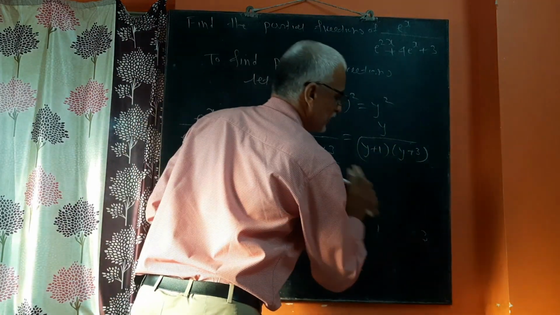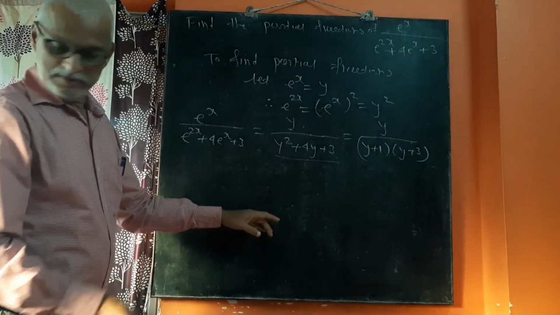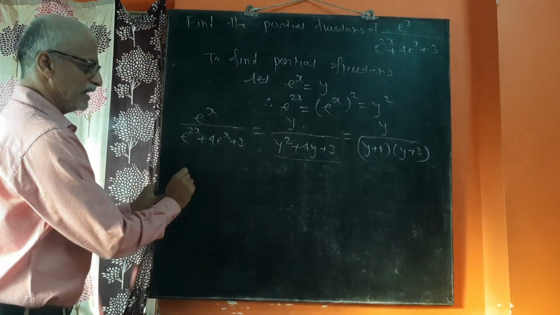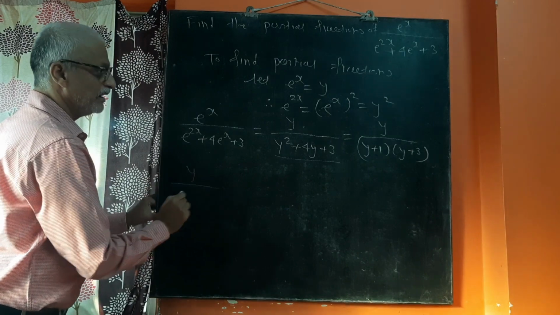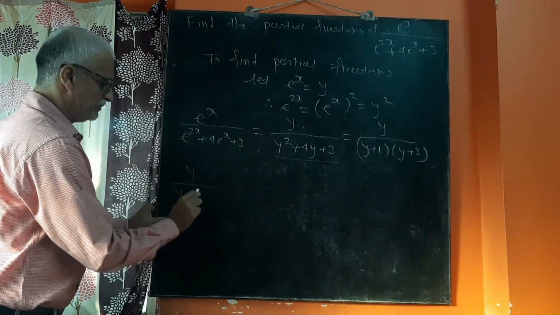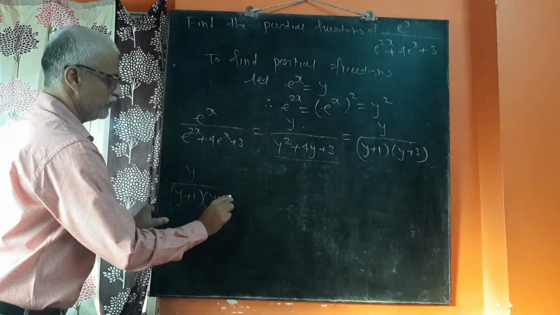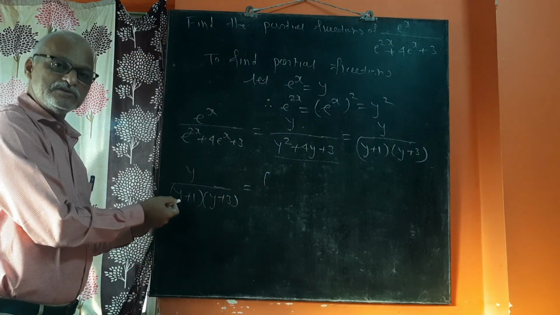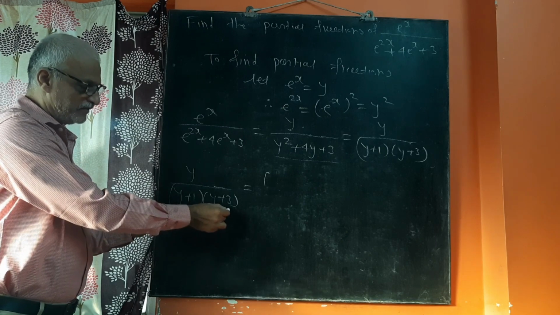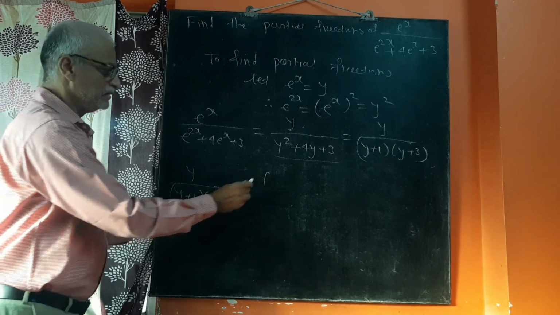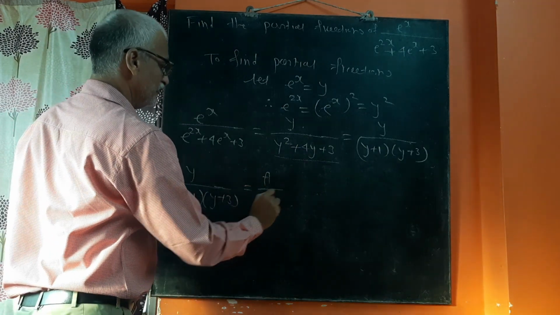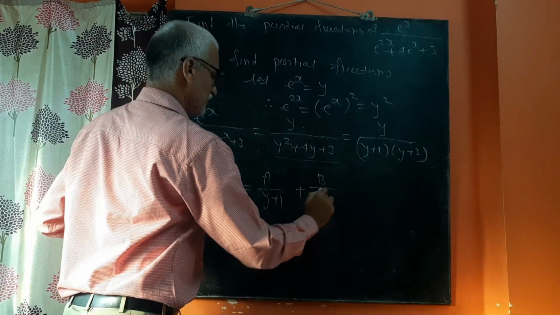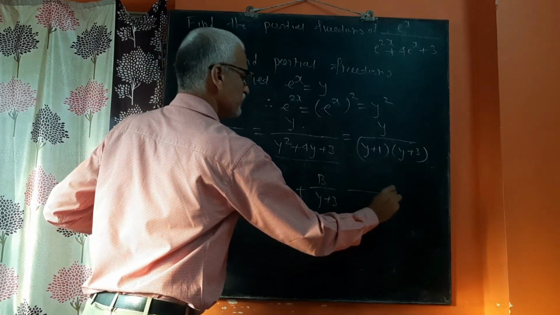Now we have to find the partial fractions of y upon (y plus 1) into (y plus 3). So I write here y divided by (y plus 1) into (y plus 3) is equal to... Now the problem belongs to the first condition. There are two linear factors which are non-repeated. So that is a upon y plus 1 plus b upon y plus 3. Let us call this equation number 1.